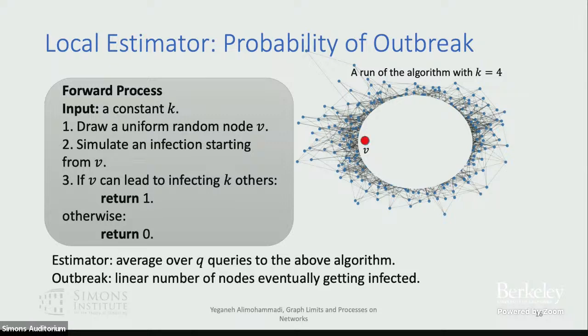So locally, with k equal to 4, I start the infection from V, and I see that it doesn't lead to infecting 4 other people. So in this run of the simulation, I return 0. But if V could infect 4 other people, I would return 1 and say, oh, V is probably leading to an outbreak. And then as a natural estimator, again, I can make a few queries of this algorithm and take the average over the results.